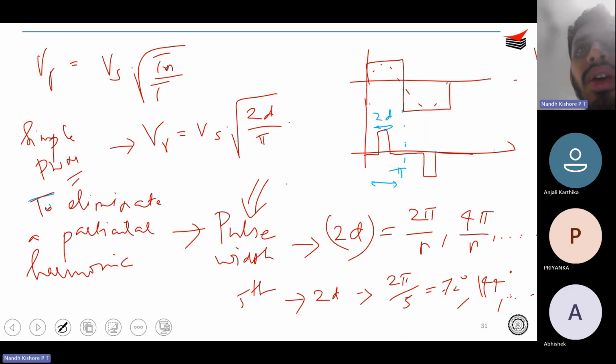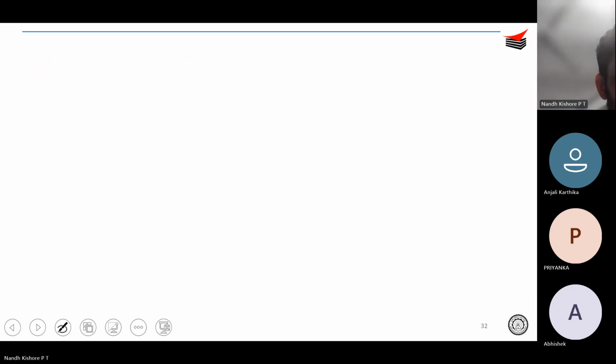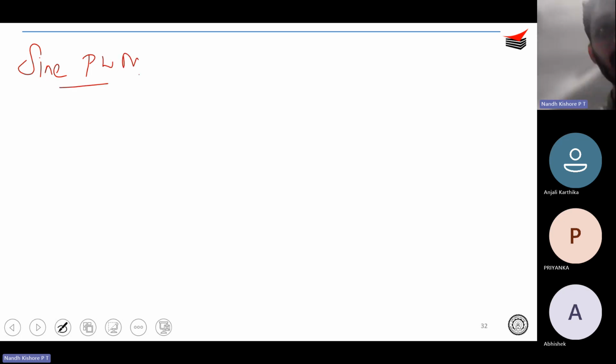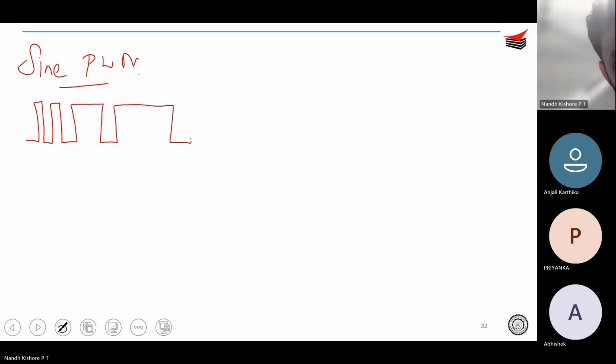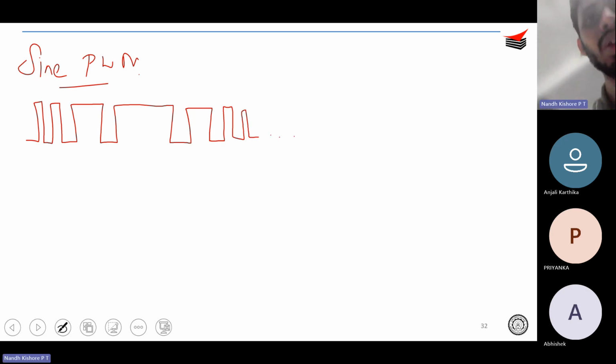And then what do we see? Then you came to sinusoidal PWM, so you came to sine PWM, wherein you saw that the pulse width is going to vary in a sinusoidal fashion.